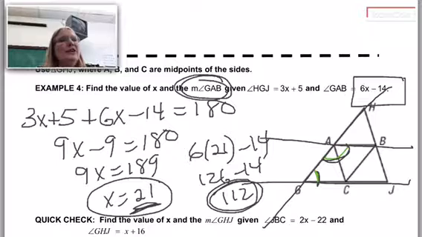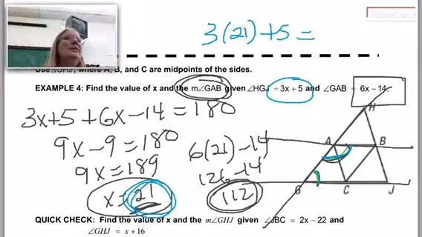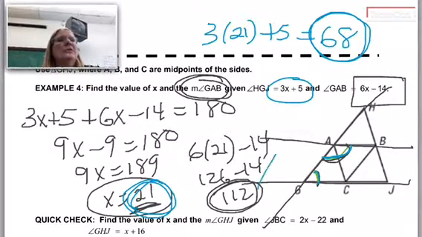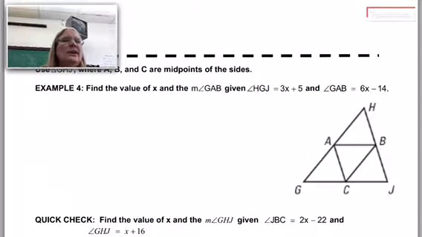If you want to further check your work, which is a really good idea, we know that these 2 angles have to add up to 180. So let's go ahead and take 21 and substitute it into the other equation. 3 times 21 plus 5, and you get 68. And make sure that 68 and 112 add up to 180, and they do. So again, you should pause the video now and try and do the quick check yourself.